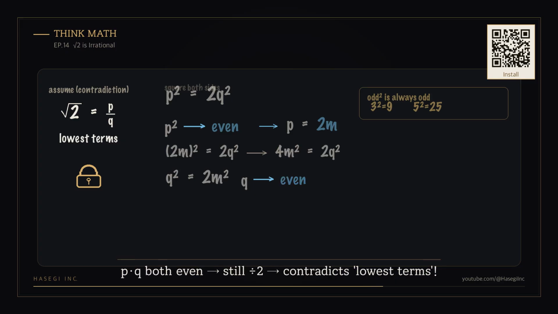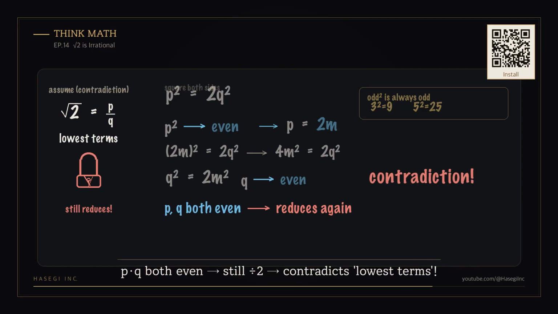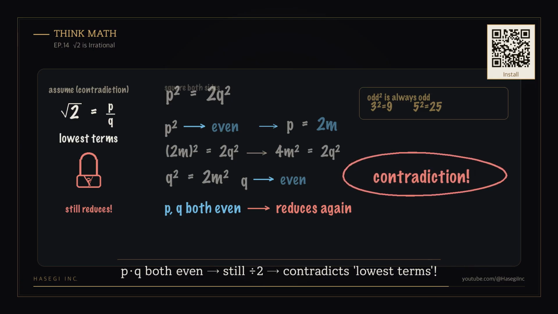But wait, if p is even and q is even, both can be divided by 2. The fraction still reduces, yet we said it was already in lowest terms. That is a contradiction. So our very first assumption, that root 2 is a fraction, must be false.